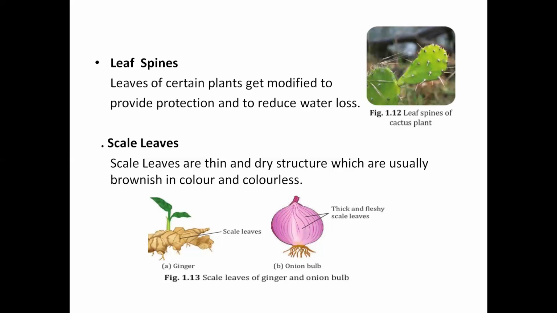Next is the scale leaves. There are two diagrams you can see in that A and B part. Scale leaves are thin and dry structures which are usually brownish in color or colorless. They take up the function of protecting the axillary bud as in ginger. In onion, they store food prepared by the plant and become thick and fleshy. So they have shown thick and fleshy scale leaf of the onion bulb and scaly leaf of the ginger.